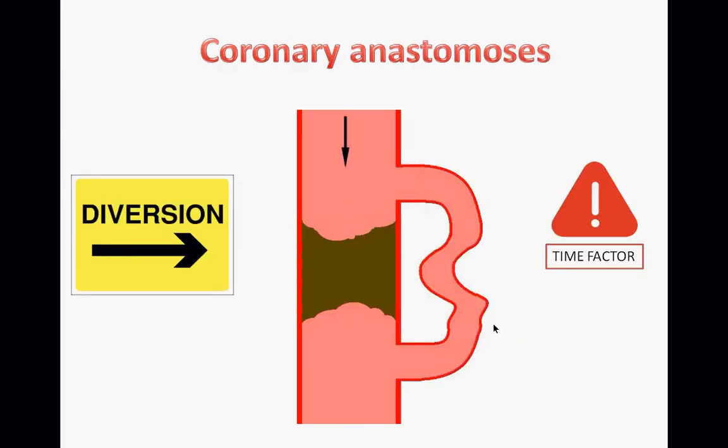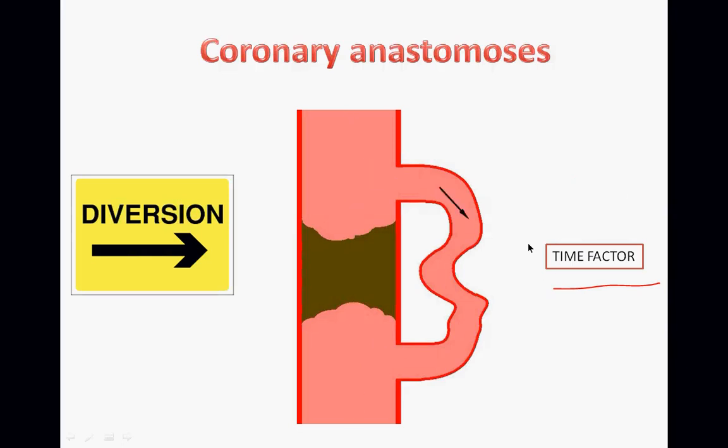Coming to coronary anastomosis, we have already discussed this in the name of functional end arteries. In functional end arteries, the collaterals will be ineffectively formed. So coronary artery is a very good example for ineffective collateral formation. So here the time factor is very, very important.